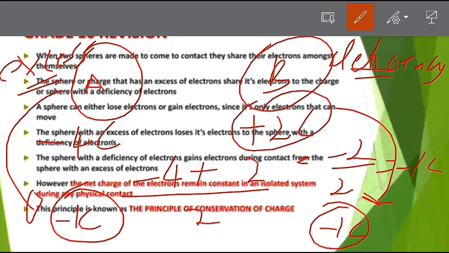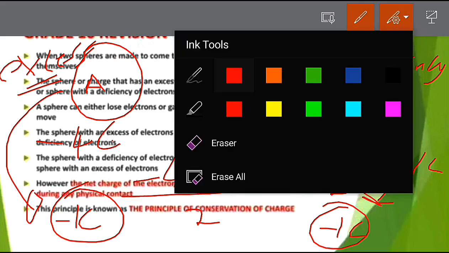The net charge of the electrons will remain constant in a what? In an isolated system. Because if you come to look at it, -4 plus +2 gives you -2. But again, -1 plus -1 also gives you -2. So we can say from initially to finally, the net charge of the electrons remains constant. No charges have been lost during the physical contact, right? So let's move along.